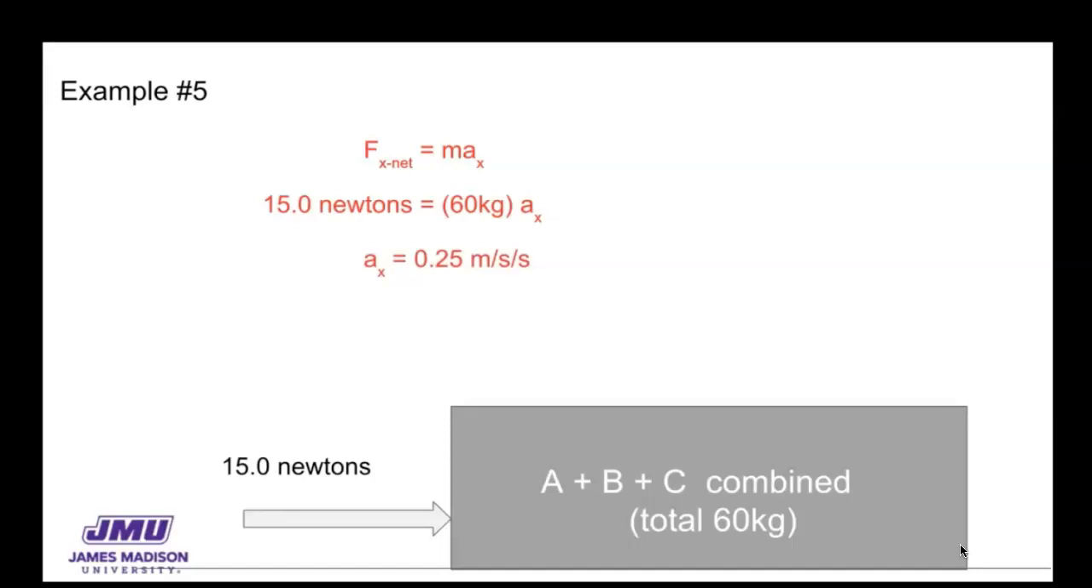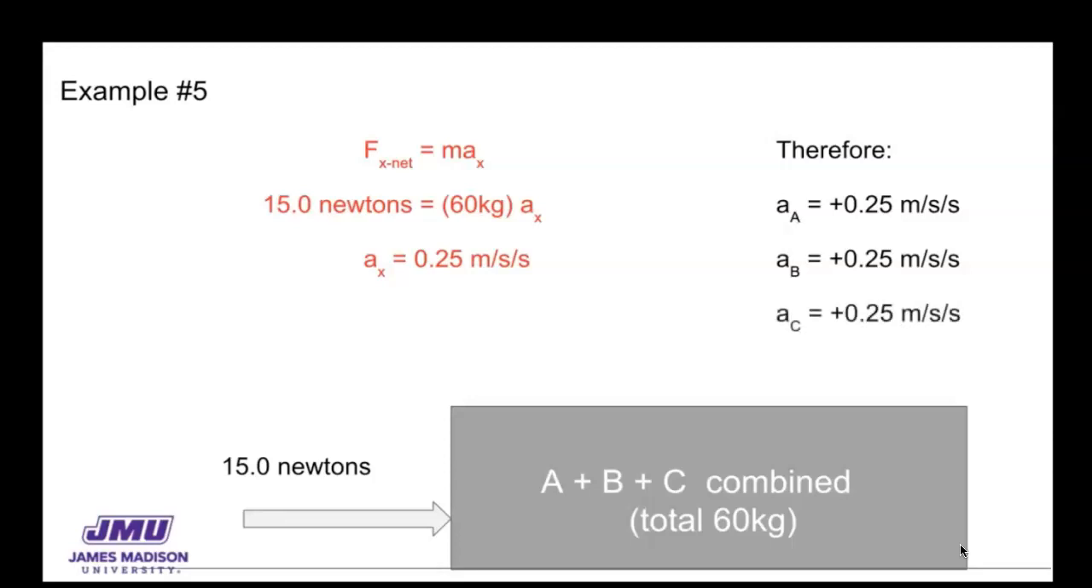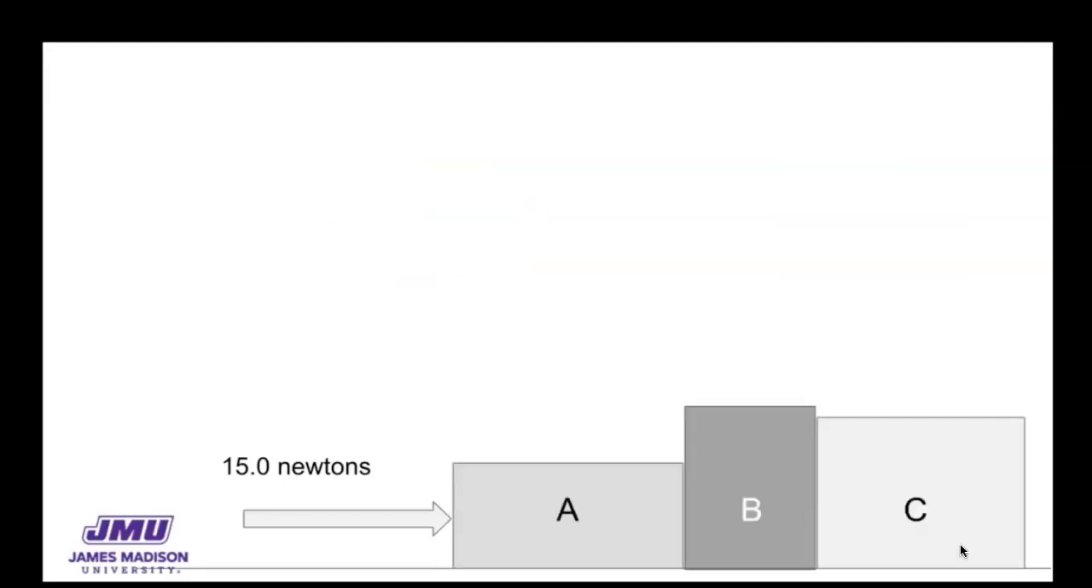Once I've done that, I can establish very explicitly that the acceleration of box A is 0.25 meters per second to the right. And the acceleration of box B is also that much. And the acceleration of box C is also that much. So analyzing it all at once allows me to then take that value of the acceleration and go in and analyze the individual boxes whose accelerations I know. I know the acceleration of box C is 0.25 meters per second.